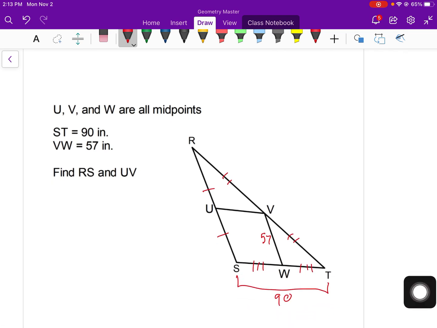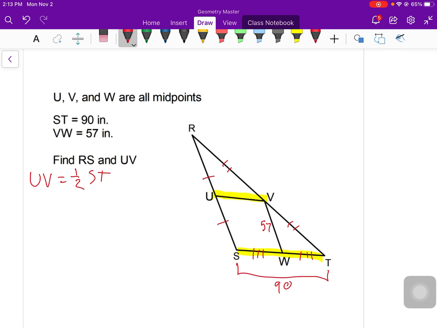Okay, so I've got to do a little bit of work to find RS and UV. It doesn't really matter which one you start with, but I know that these are mid-segments. So the one that this thing is parallel to is right down here. So I'm going to start with the mid-segment is equal to 1/2 of the side that is opposite. So the one half of the one that it does not touch. So I already know what ST is. So I can plug that in.